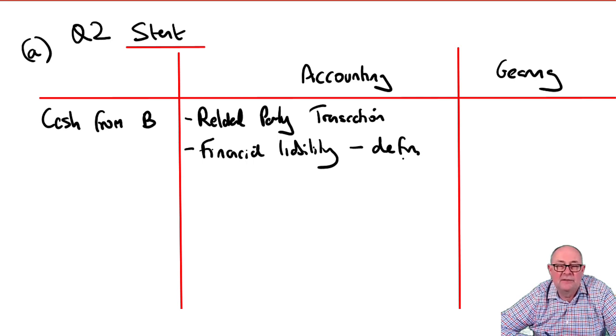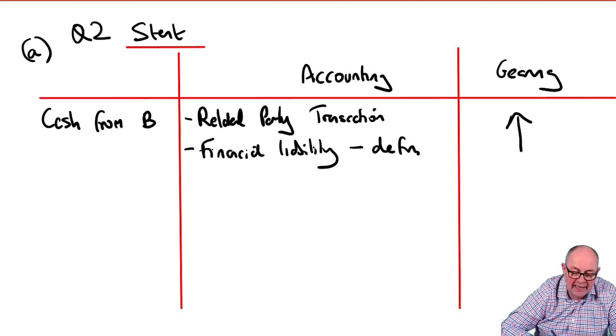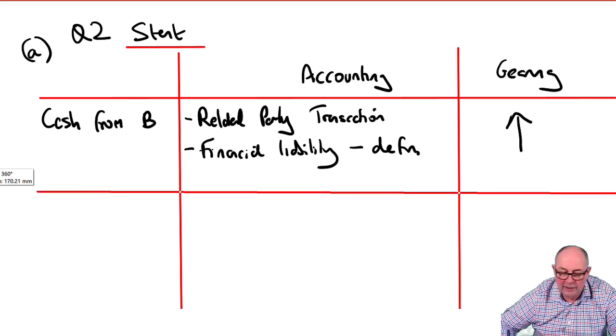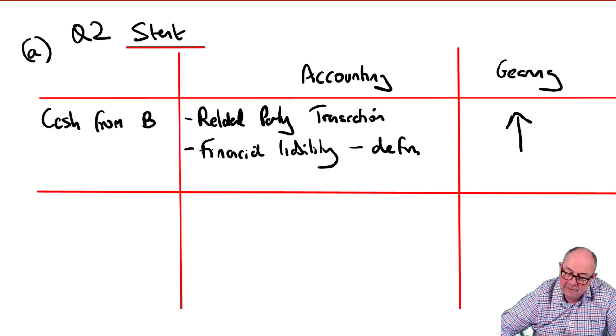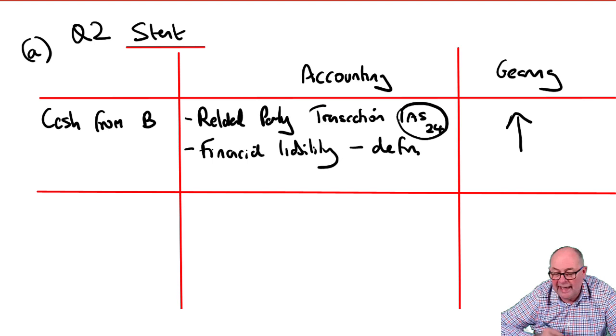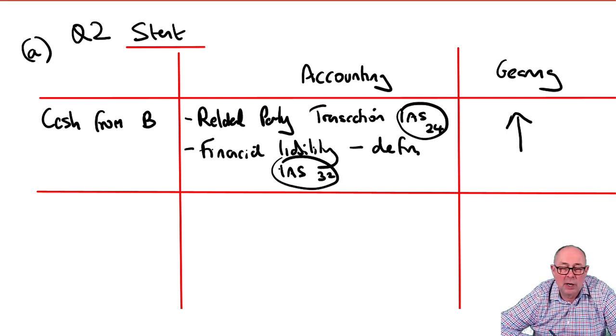So if it is a financial liability and they haven't included it on the balance sheet, that's going to increase gearing. So for knowledge, you want IAS 24 on related party transactions, and you want the definition of a financial liability, IAS 32. Many people in this exam have trouble because they don't put down their basic knowledge.